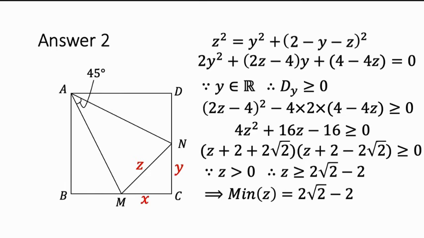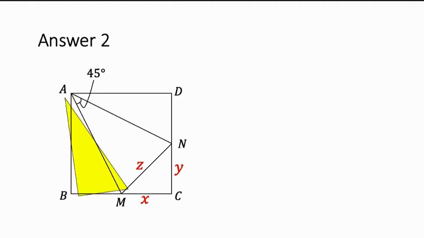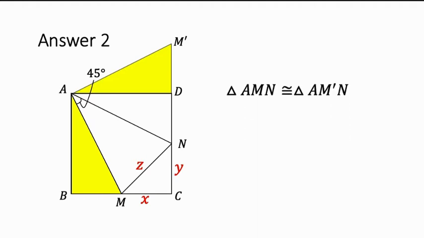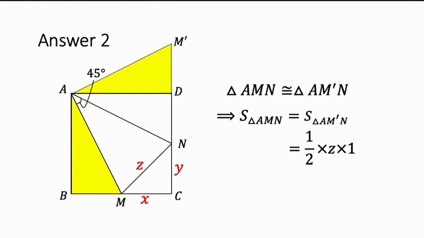Now let's look at how we will solve for the area of AMN. If we do the same thing, we can find that these two are congruent with each other, which means that the area of these two will be the same. So the area of the triangle AMN will be equal to 1 over 2 times n prime, which in this case is z, times 1, which is AD. So we can get the minimum area for the triangle AMN is square root of 2 minus 1. And this is how we answer our question 2.